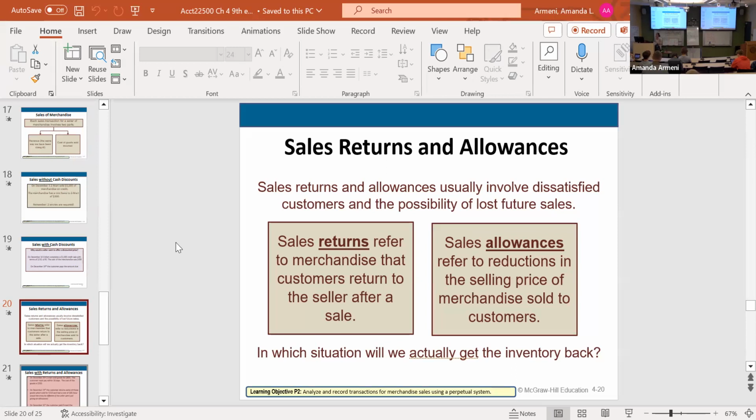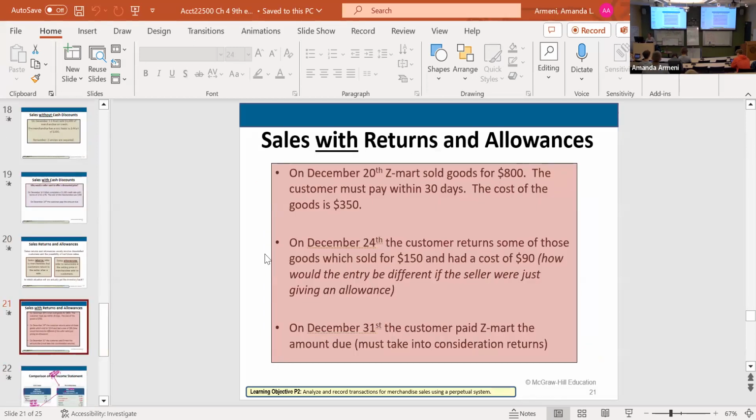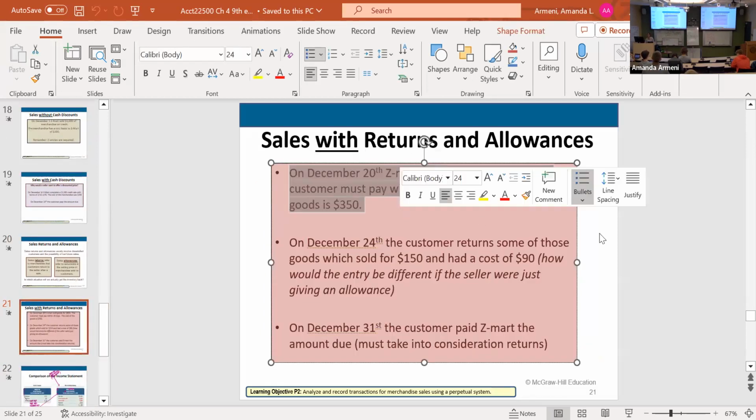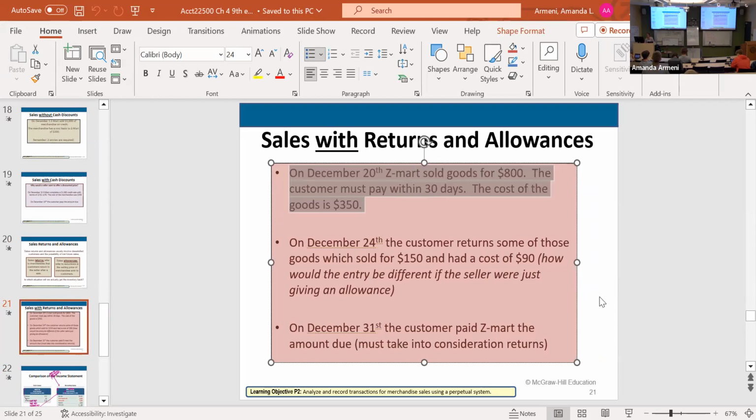So let's talk through this in an example. On December 20th, we sold goods that had a price. The sale amount is $800. The customer is going to pay us in 30 days. So there is no credit terms. There is no discount in this example. They just have to pay us back in 30 days. And the cost of those goods was $350.